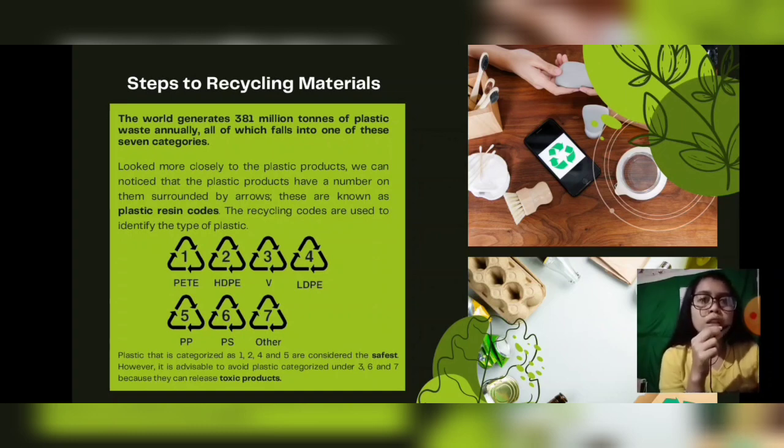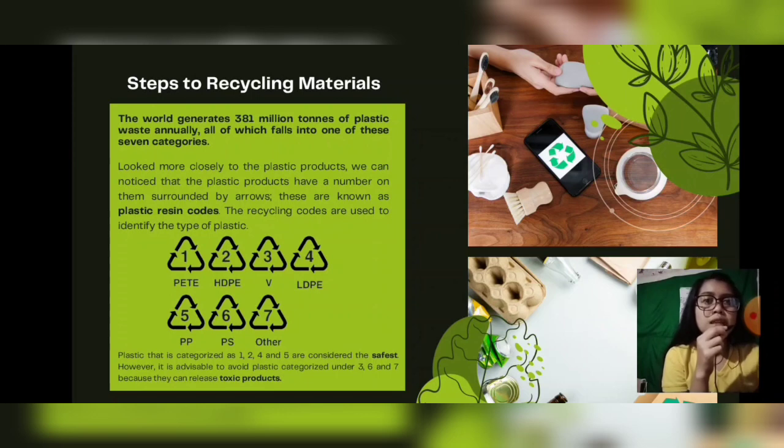So if we use the 1, 2, and 5, or the polyethylene terephthalate, number 2 the high density polyethylene, and for the low density polyethylene, and the number 5 the polypropylene. So if we use that type of plastic or kato ng mga plastic na naa sa ilalom sa mga resin codes, which means kato ng mga plastic is safe siya gamiton.